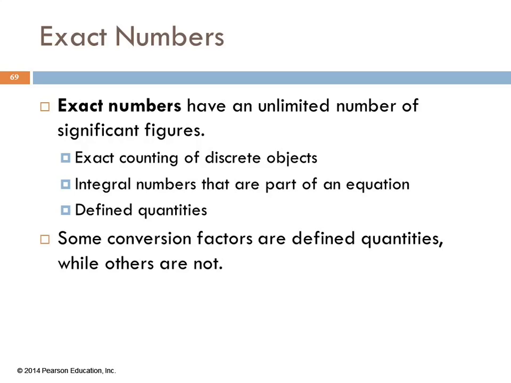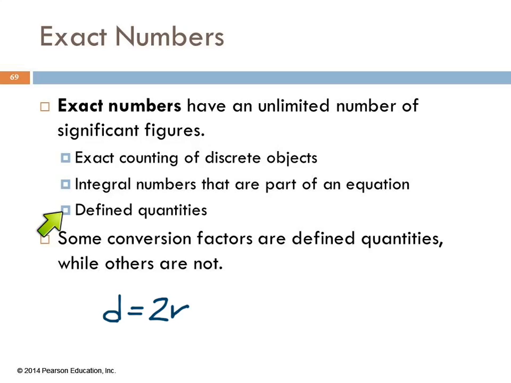Well, what do you mean by relatively small? So counting of numbers. Integral numbers, that means integers, whole numbers, that are part of an equation. Okay, the diameter of a circle is twice the radius. That's an equation. So the diameter equals 2r. This is an integer in an equation. That's considered an exact number.